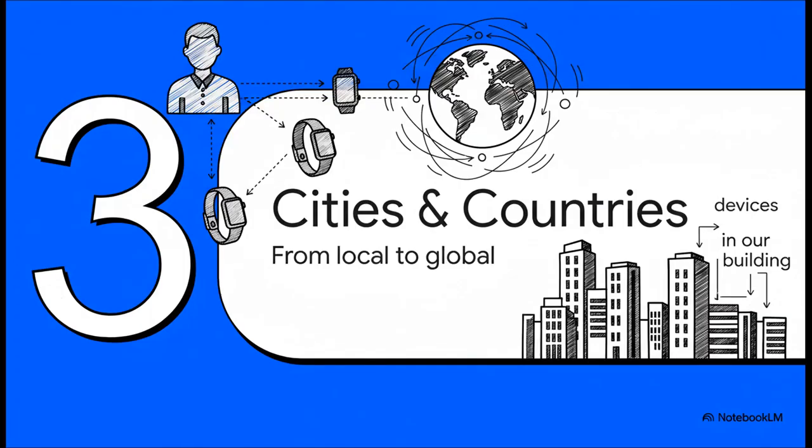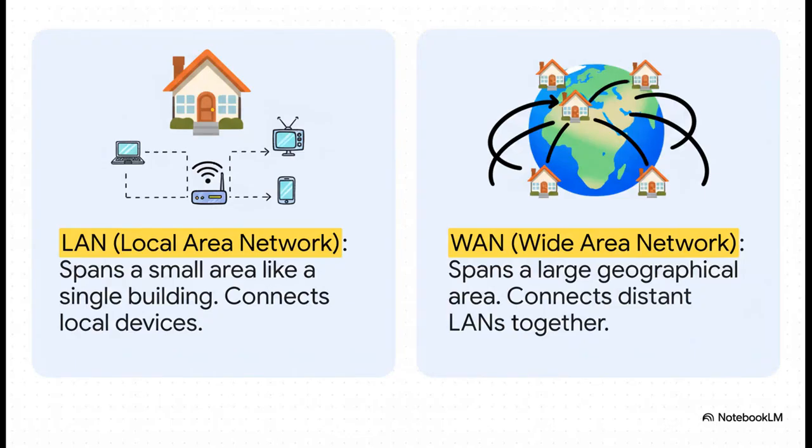Okay, so we've connected the devices in our body, and we've connected the devices in our building. What's next? You guessed it. We're zooming out one more time, moving from the local level to the truly global stage. And that brings us to the Wide Area Network, or WAN. The biggest difference here is just the scale.